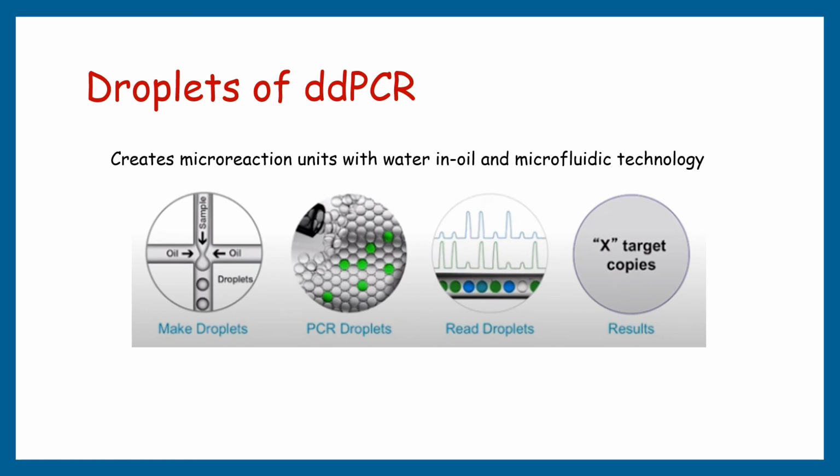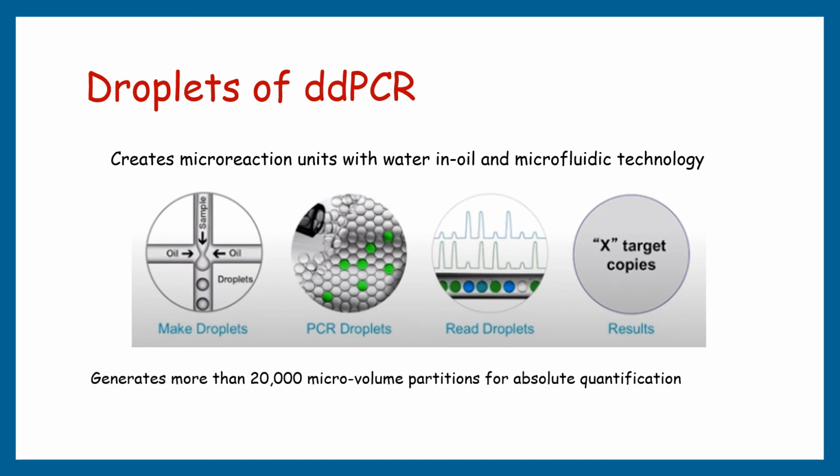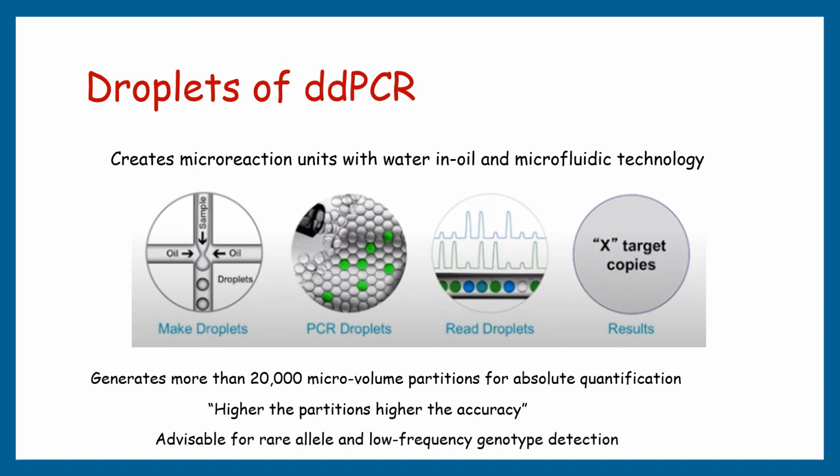The droplet digital PCR generates more than 20,000 microvolume partitions for absolute quantification. The higher the partitions, the higher the accuracy. If the reaction is partitioned into a larger number of microvolume reactions, the chance of having 0 or 1 template in a microvolume reaction compartment is higher. Thus, counting becomes more accurate. Thus, droplet digital PCR is advisable for rare allele or low frequency genotype detection.